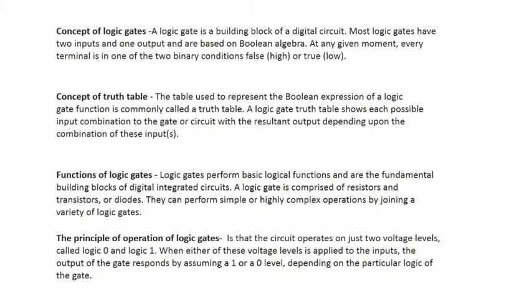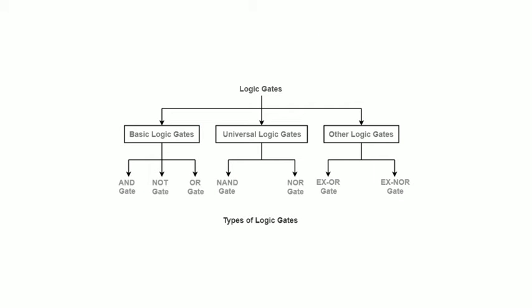Here we'll proceed to the basic logic gates and their categories. Basically, logic gates are categorized as basic logic gates, universal logic gates and other logic gates. The basic logic gates are further categorized as AND gate, NOT gate and OR gate, while the universal gates are NAND gate and NOR gate, and the remaining gates are XOR gate and XNOR gate. Now we will go into detail for all the types of gates.